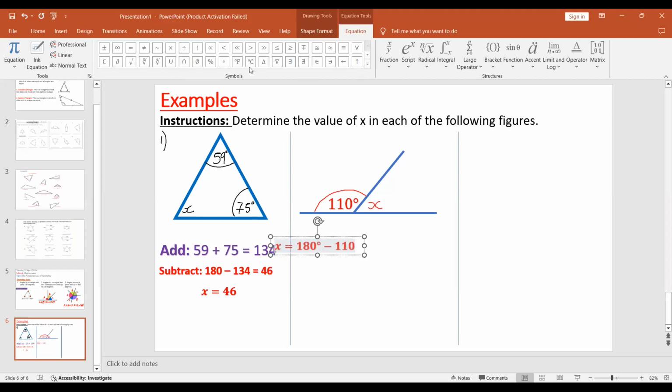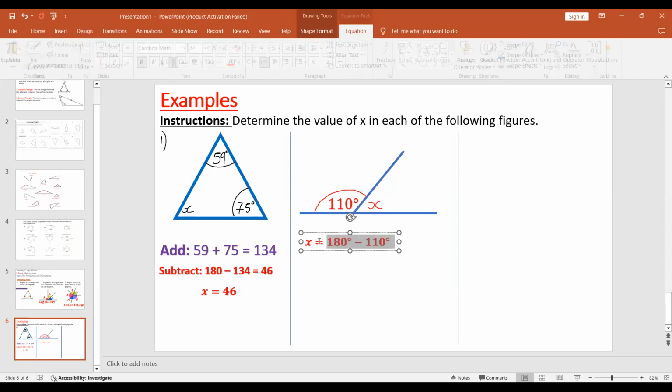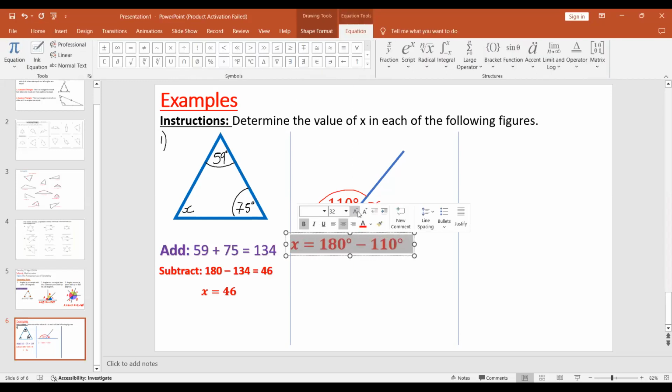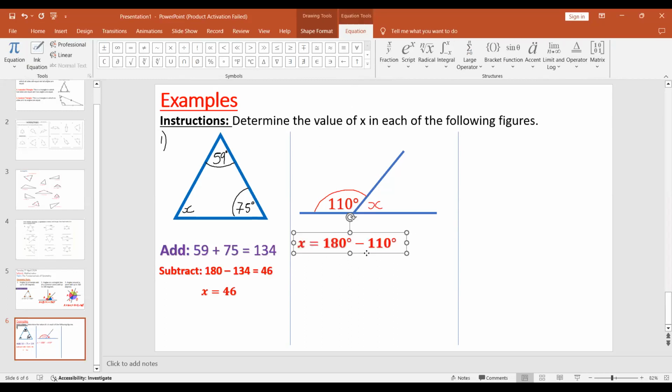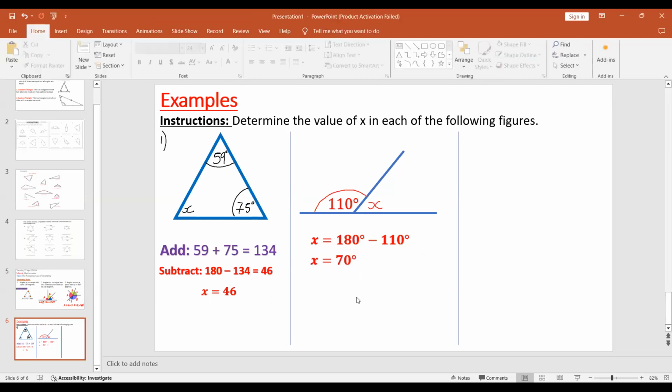Why are we subtracting from 180? Because on a straight line, at a common point, the angles add up to 180 degrees. Very good, because angles on a straight line at a common point add up to 180 degrees. So it's going to be 180 minus 110. And what is 180 minus 110? 70. Very good, 70. So x is going to be equal to 70 degrees.